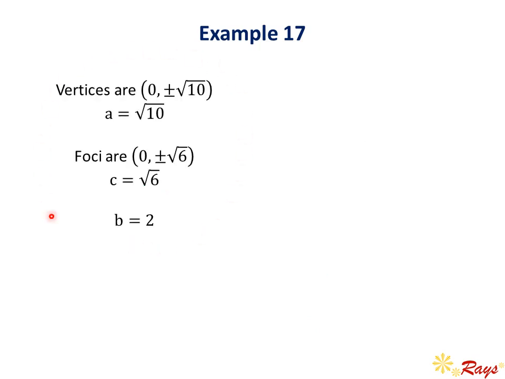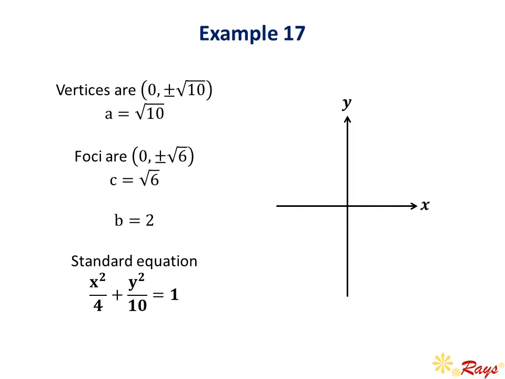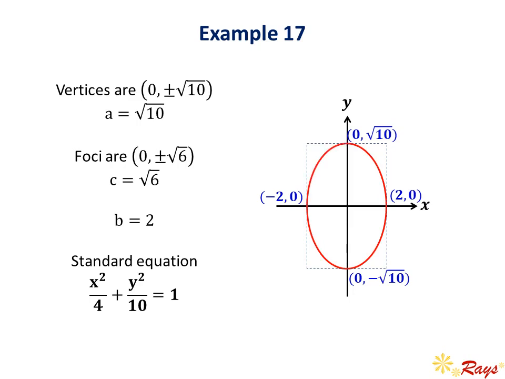So these are the information we have gotten so far. And this is the standard equation. Now we can draw our ellipse. So we start by marking our vertices and the coordinates at the ends of our x-axis. Draw a rectangle to make it easier for us to draw our ellipse, and draw the ellipse. These are our foci and our center.